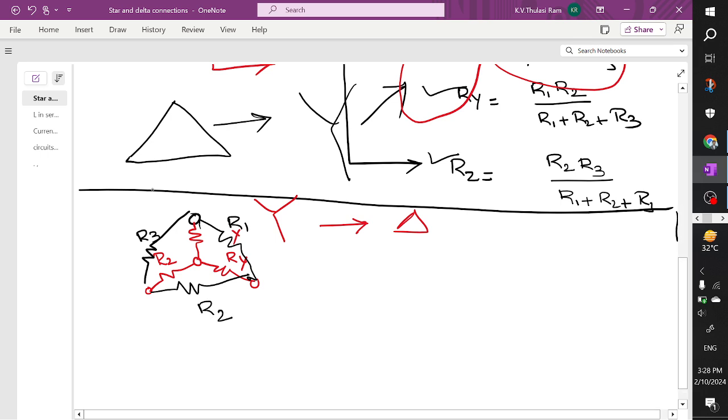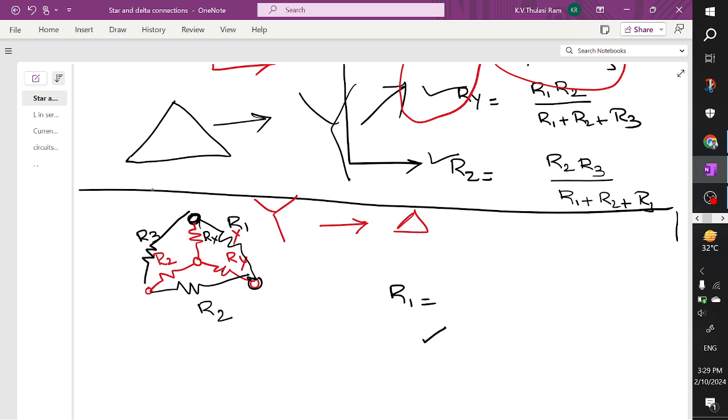Now we want to find the value of R1. So how to find it? We need to find this black color element. This black color element is connected between which two elements? It is connected between this element and this element. What is the name of this element? It is nothing but Rx. So we are finding the element R1. This black color element is connected between these two red color branches, only these two.